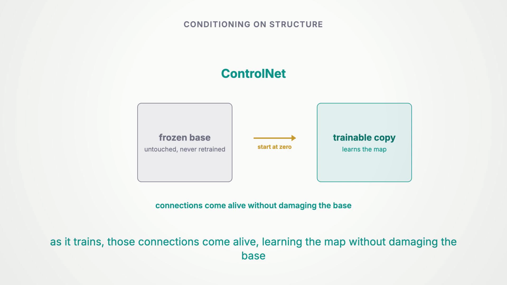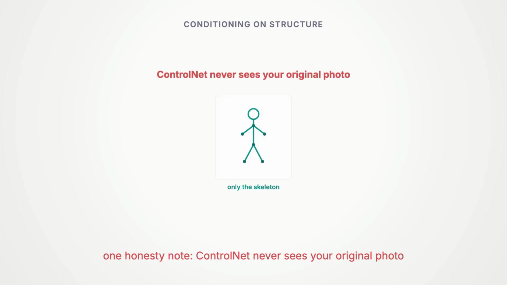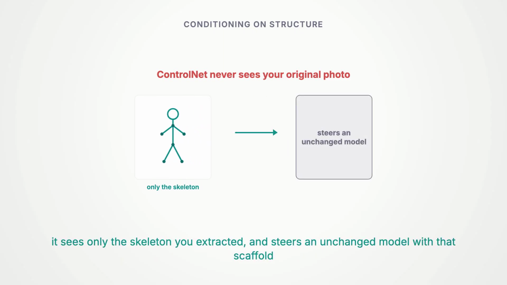And one detail matters for honesty. ControlNet never sees your original photo. It sees only the skeleton you extracted from it, the edges, the depth, the pose, and steers an unchanged model with that scaffold. Which is why it is so powerful for generating fresh images that match a layout, but not yet the tool for editing a real picture while keeping its actual contents.